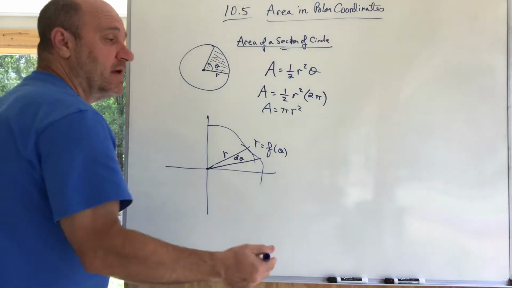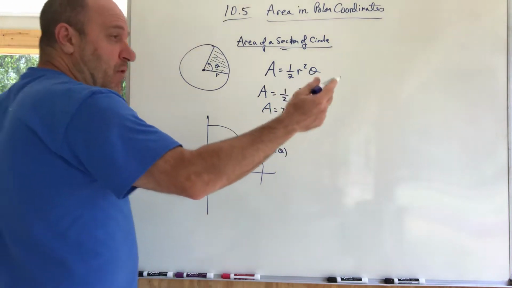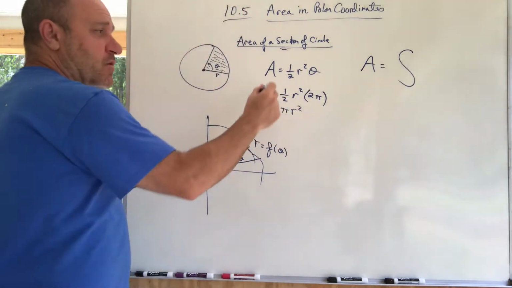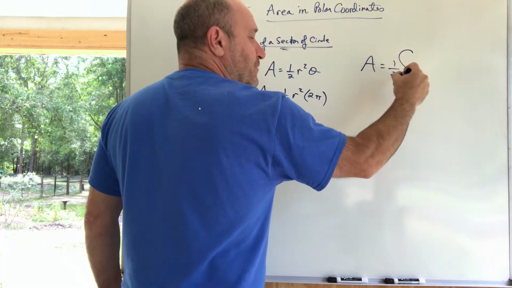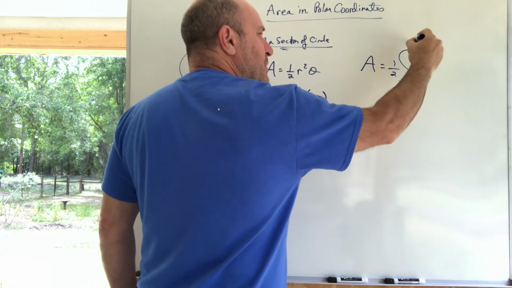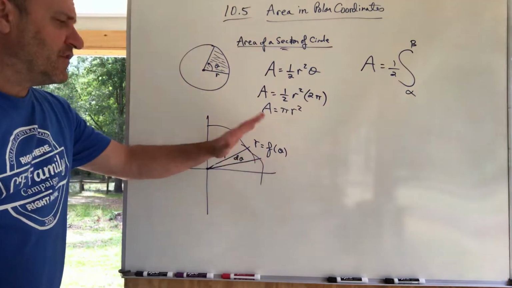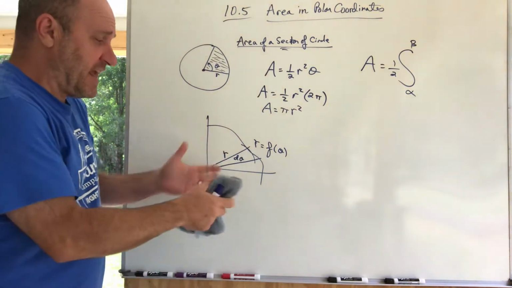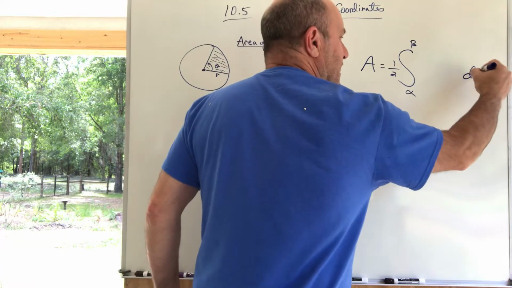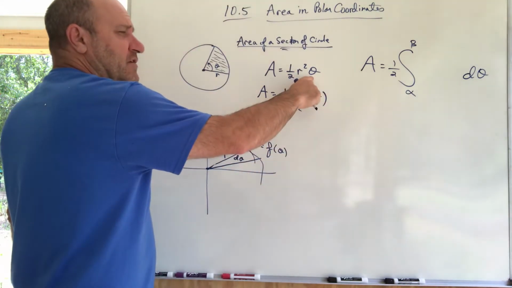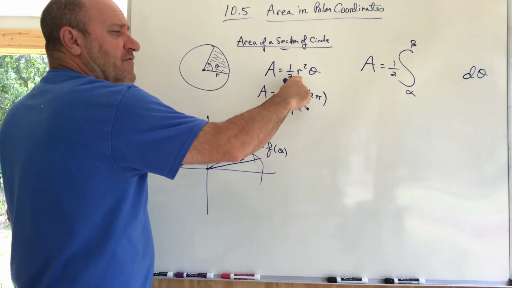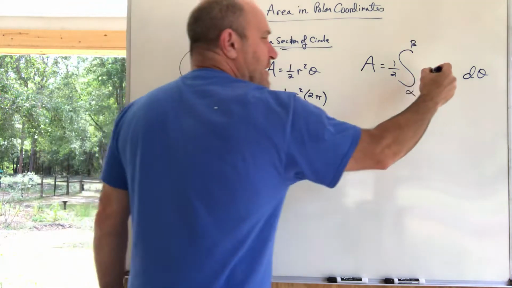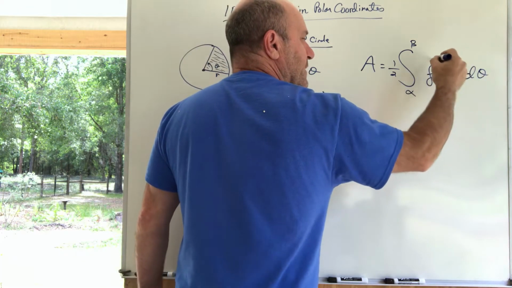So the formula for area in polar coordinates is this. It's an integral. We add all those up. There is a 1/2 out front. We go from alpha to beta, from some angle to some other angle. We work with respect to theta, that's our little d theta. And we are integrating the function squared, the r squared. So r is f of theta, so it's f of theta squared.